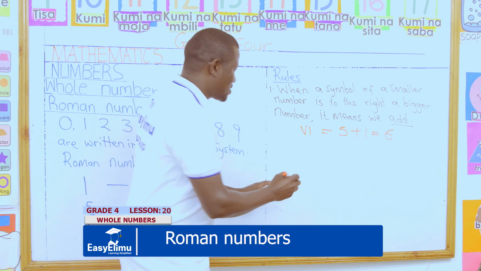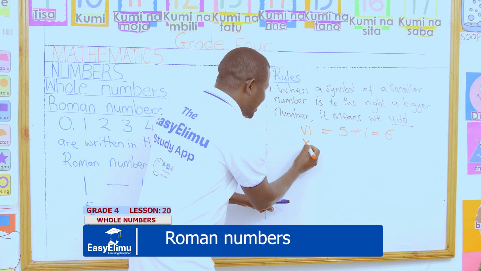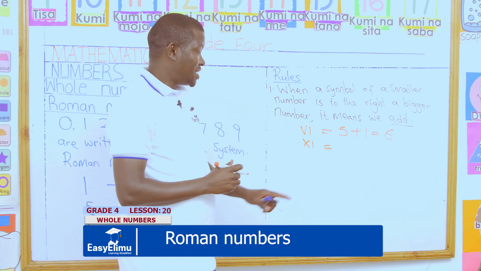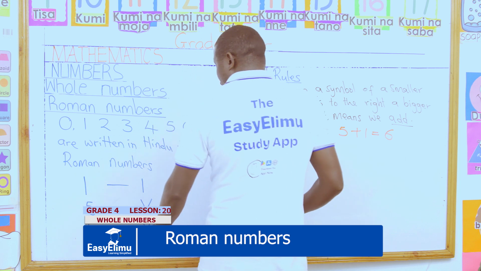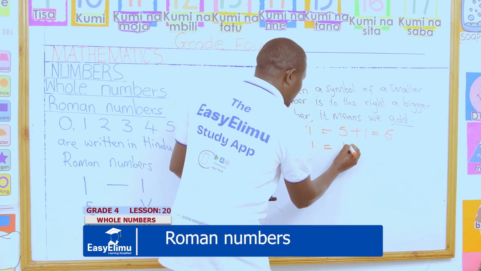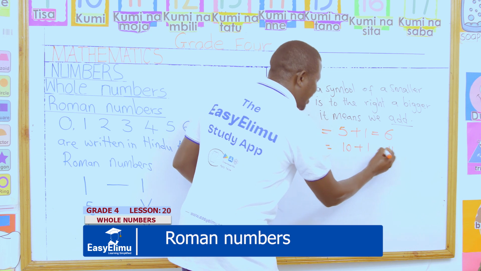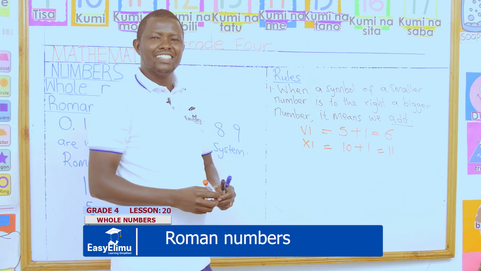Class, in our groups, if I write X, I, it means what? It means we take the representation of the main stem, which is number 10. We add number 1 to get 11. And that is the rule number 1.